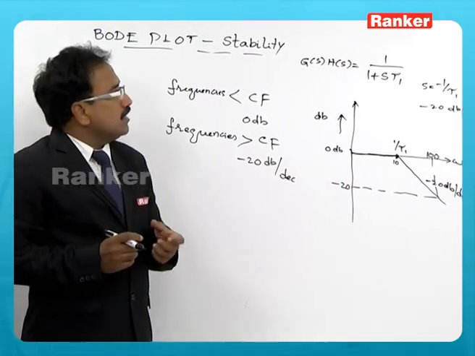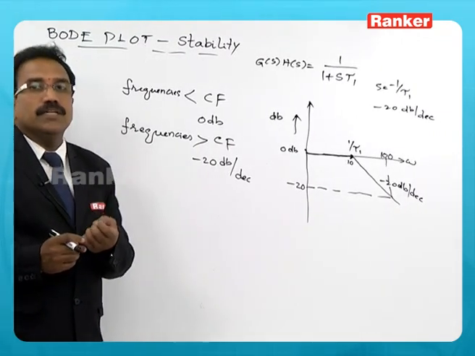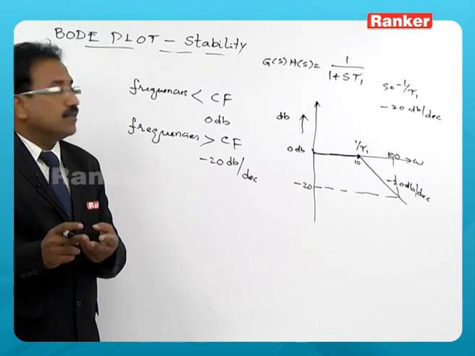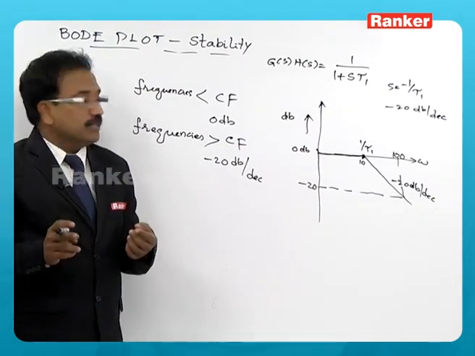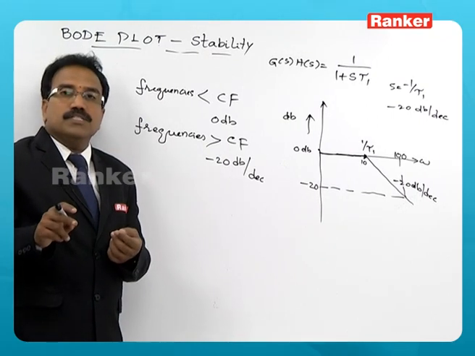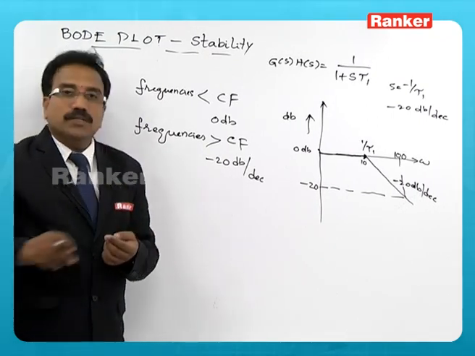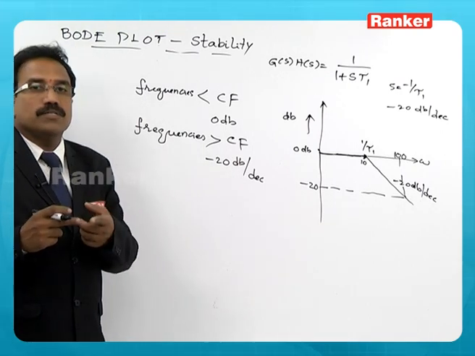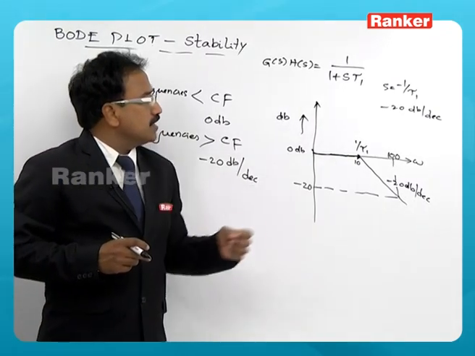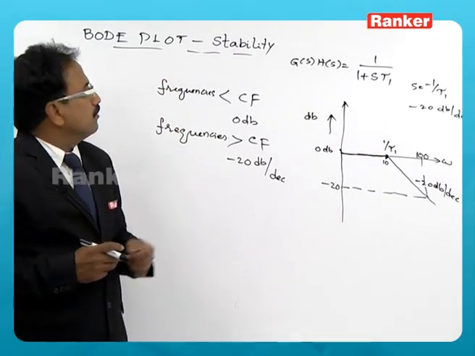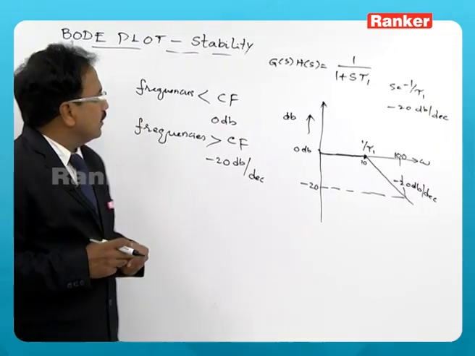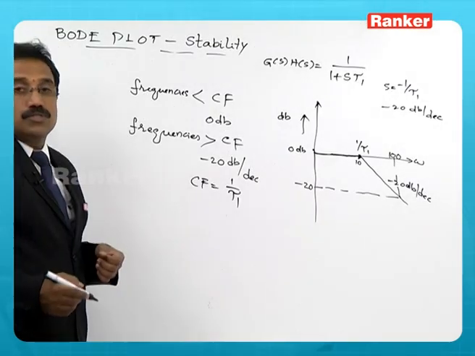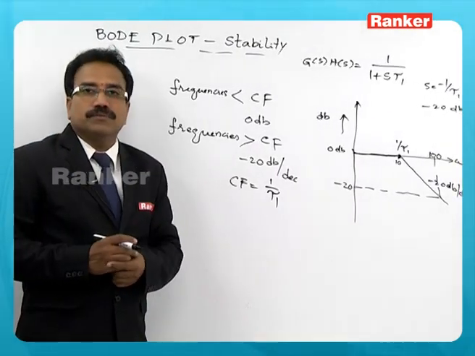So, a first order factor in the denominator will have two approximate plots. One is a 0 dB plot till the corner frequency, and a minus 20 dB per decade plot after the corner frequency, and both the plots meet at this point known as the corner frequency. So, a first order denominator will have a corner frequency, and that corner frequency is equal to 1 by tau 1, which is to be determined from the given transfer function.